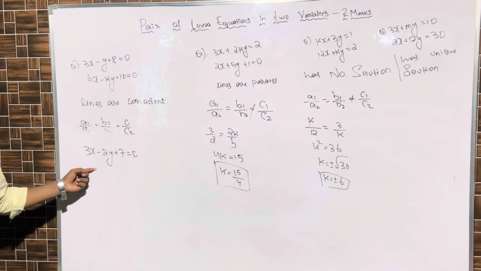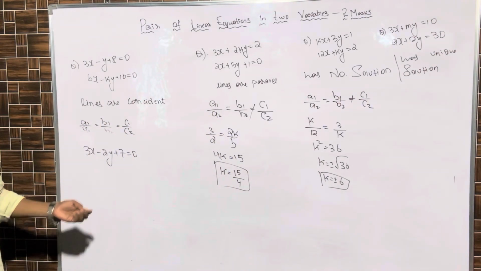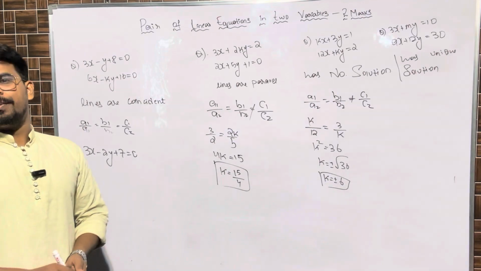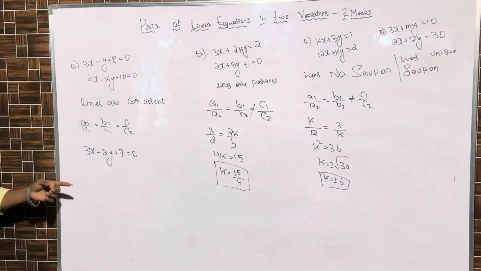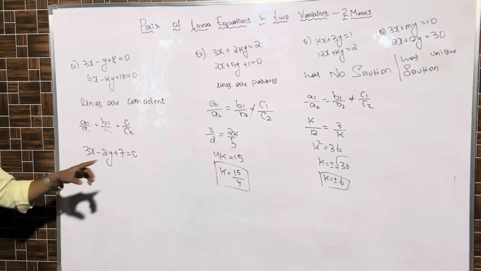One of the lines should be parallel to this. One of the lines should be intersecting. One of the lines should be coincident. Write a line which is parallel to this line. Write a line which is intersecting. Write a line which is coincident.